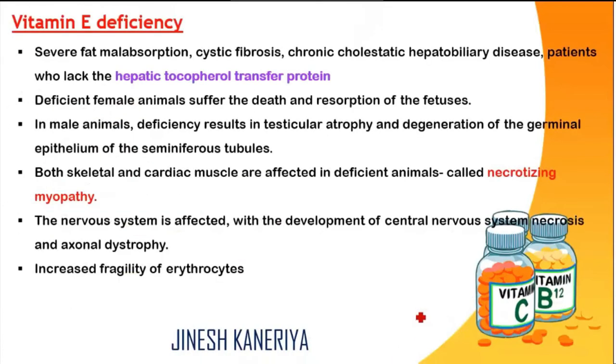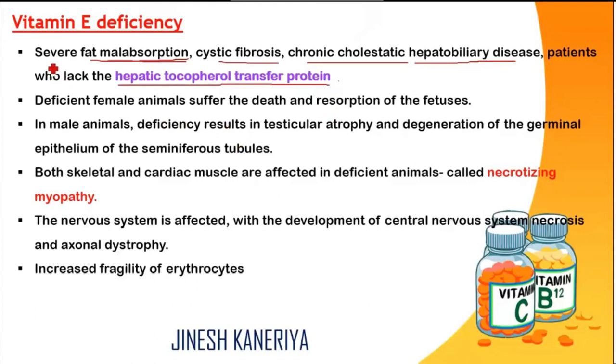So what diseases are caused when vitamin E is not available in a proper amount? So these are the deficiencies of vitamin E. Several conditions: fat malabsorption, cystic fibrosis, chronic cholestatic hepatobiliary disease, and patients who lack the hepatic tocopherol transfer protein. So these deficiencies are related to vitamin E.